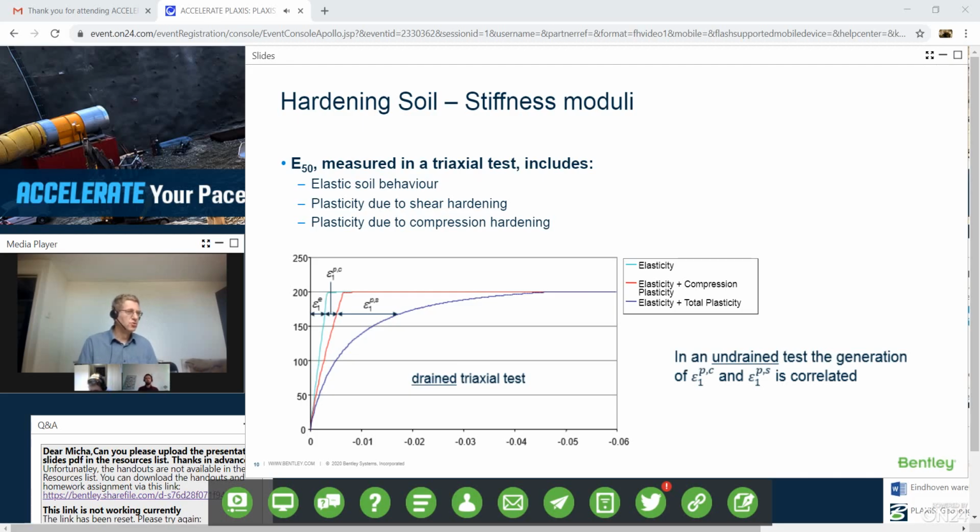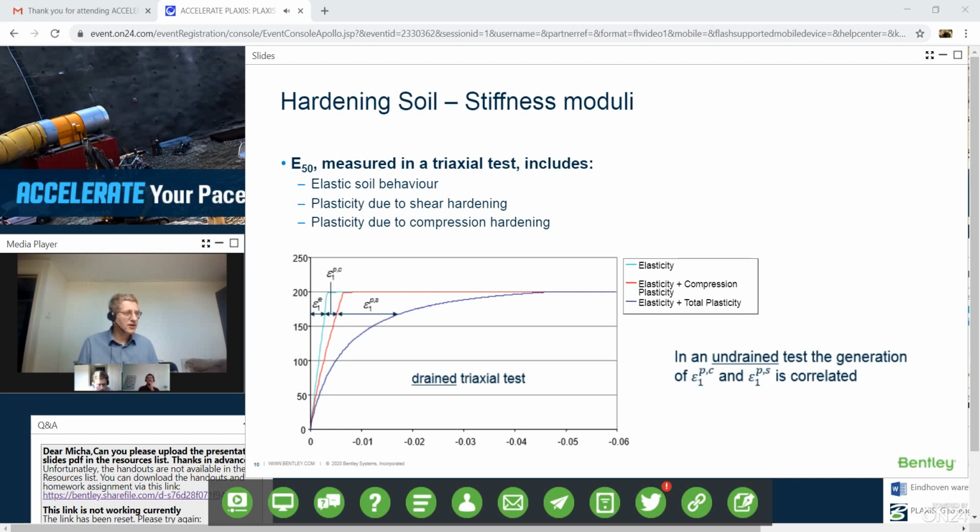Well, what I could also do is that I say, if I take my soil and I only shear it and then unload the shearing, but I don't do this for compression, and then I do my triaxial test, then under compression, my soil is still normally consolidated, but under shearing, it's elastic. And in that case, I get elastic behavior and plasticity due to compression, but not due to shearing. And that is the red line. So the difference between the light blue line and the red line is plastic behavior due to compression, because in shearing, my soil still behaved elastically.